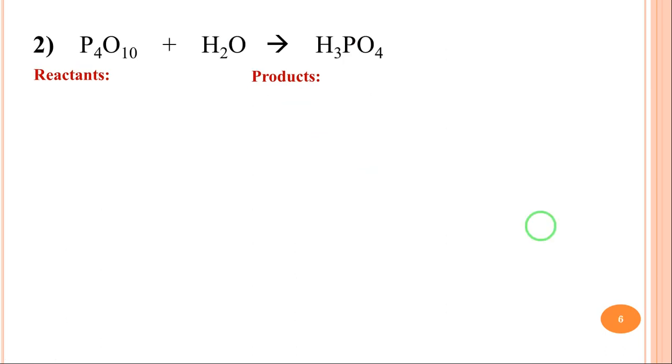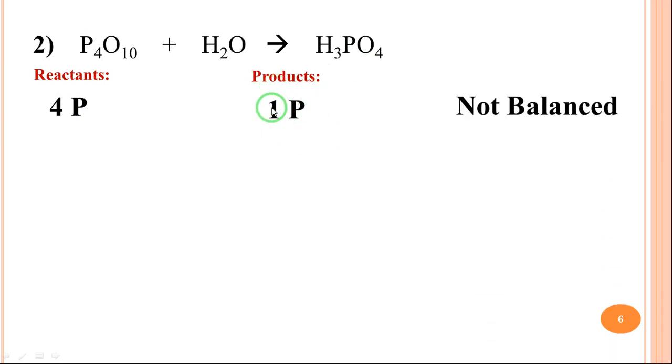Now let's try to balance the second equation. Here we have P4O10 plus H2O gives H3PO4. We will start counting the number of atoms in both sides, before and after the arrow. For phosphorus, capital letter P, we have 4 phosphorus atoms in the reactant side, while we have only 1 phosphorus atom in the product side, so they are not balanced.